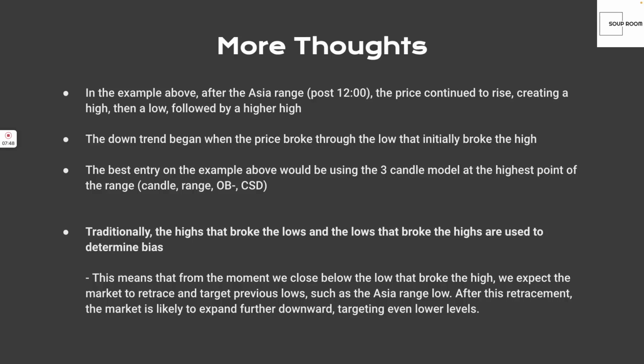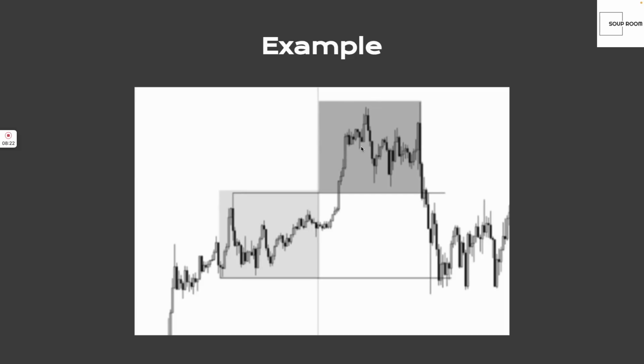Some more thoughts. In the example from before, the Asian range passed 12 o'clock. The price continued to rise, creating a high, then a low, followed by a higher high. Right? So we create the high, reject a low, and break through the previous high. And this is the higher high. The downtrend began when the price broke through the low that initially broke the high. Let's take a look. The low that broke the high was broken. That never happened anywhere here. That is why we were bullish. That is why structure was bullish. Because we did not break through a low that rejected a high.